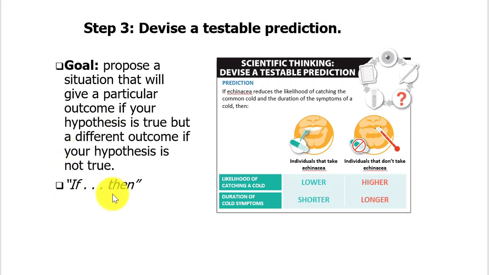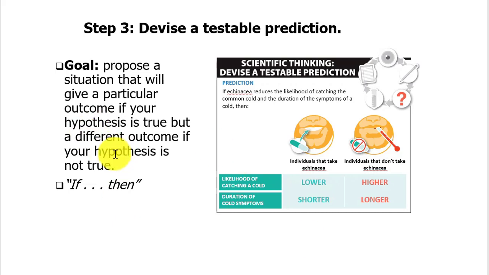Oftentimes, these testable predictions come in an if-then format, but the idea is to help us guide our knowledge in new situations. So we propose a situation that will give a particular outcome if our hypothesis is true, but will give a different outcome if our hypothesis is not true.